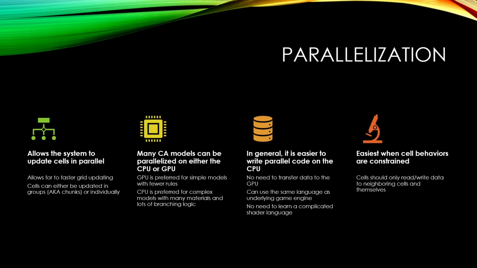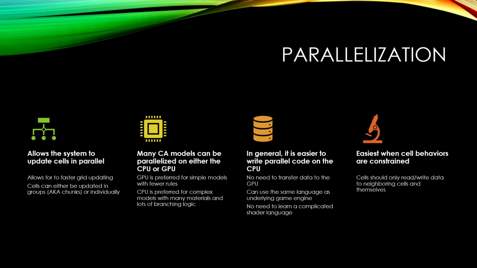Now, in order to update a grid multiple times per second, it often requires you to push a lot of data around in memory. This makes it a prime target for parallelization, where you can actually update the cells together at the same time, rather than doing it sequentially. Now, you can either do this by processing each cell individually, or you can group them into chunks, which we'll talk a little bit more about later.